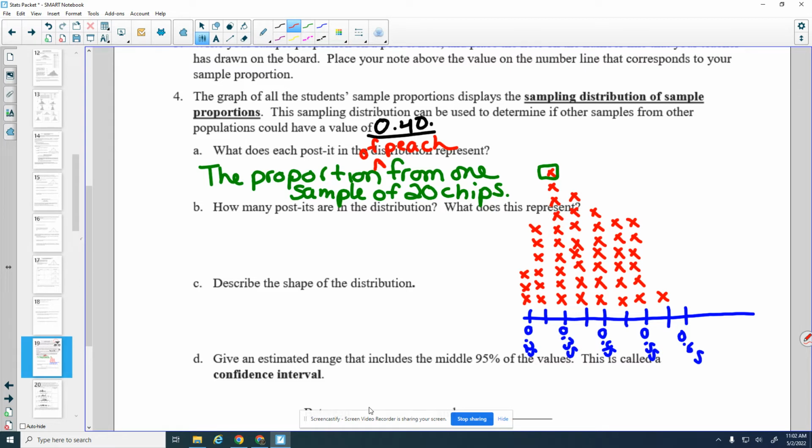How many Post-its are in this distribution? So I know if we go through and count the X's, there are actually 47. If we added them all up, 1, 2, 3, 4, 5, 6, 7, 8, 9, and so on, there are 47 Post-its. What does this represent? 47 samples were taken.